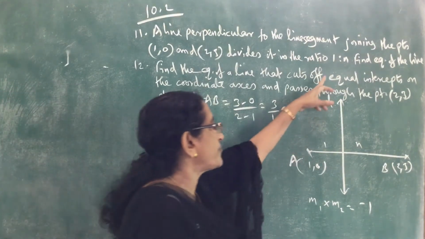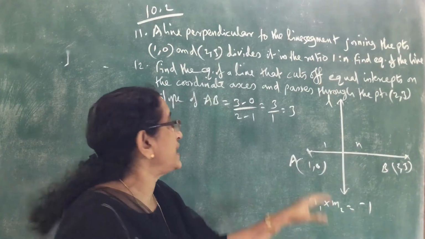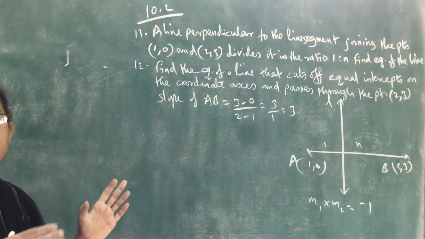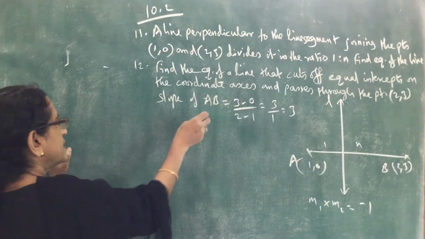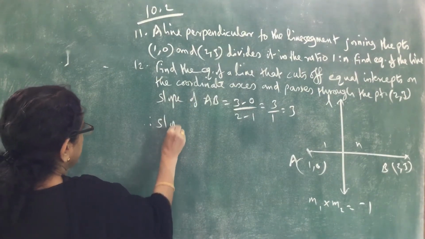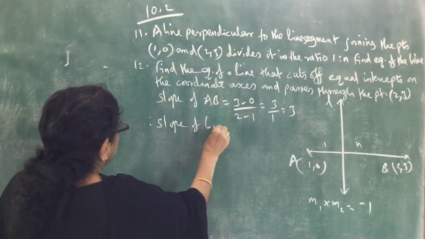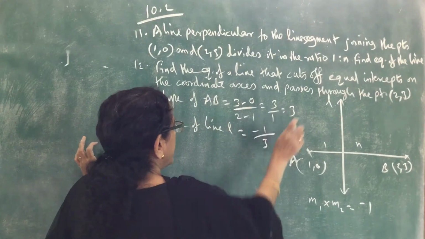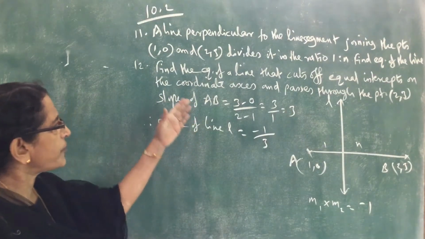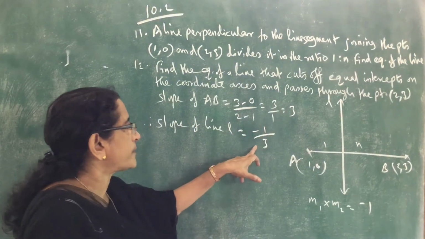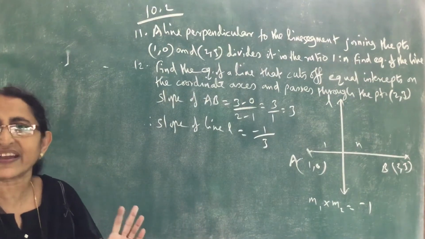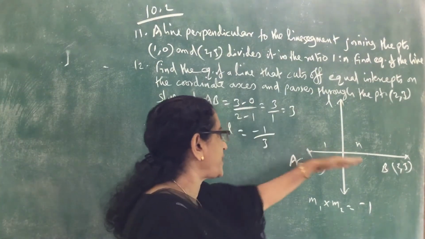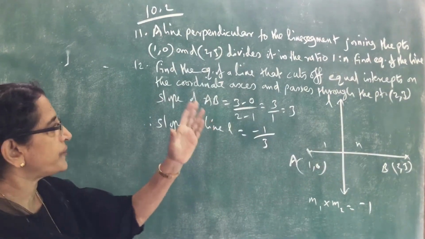Similarly, here we know the slope of AB. So what will be the slope of line L? Minus 1 by this slope, that is minus 1 by 3, because when we multiply, we should get minus 1. Therefore the slope of line L is minus 1 by 3. If you multiply these two, 3 into minus 1 by 3, the product is minus 1, so they are perpendicular. So line L is perpendicular to AB and we got the slope of line L.